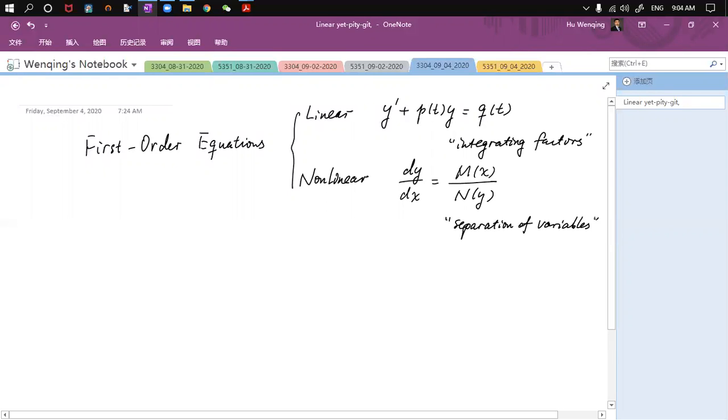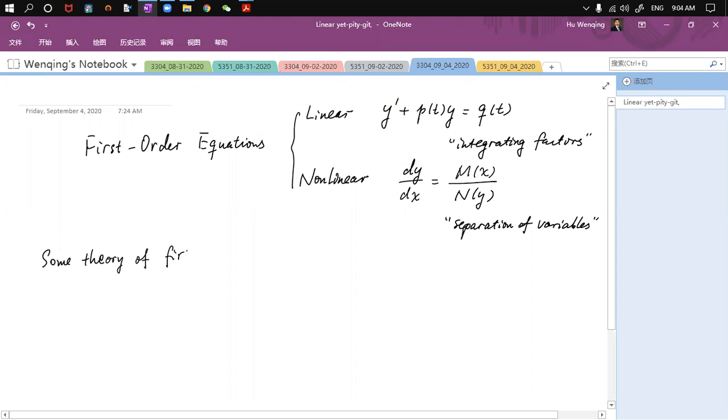So you have two methods to work on these first order equations, and based on the scenario, you have to choose the appropriate one for your specific problem. Now, for today's lecture, we're going to first talk about some theory.